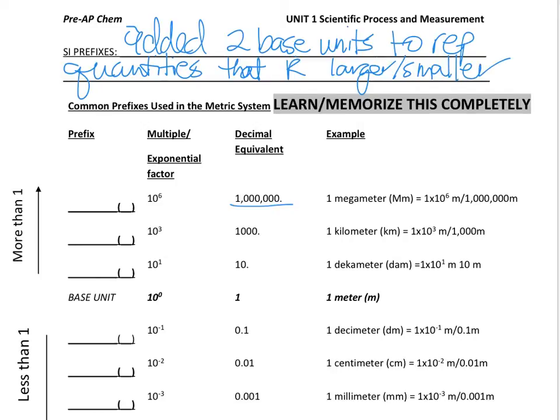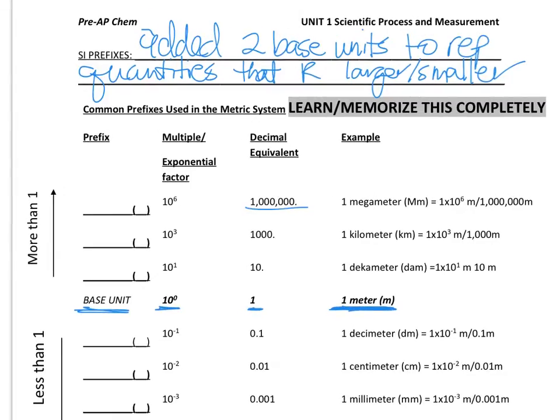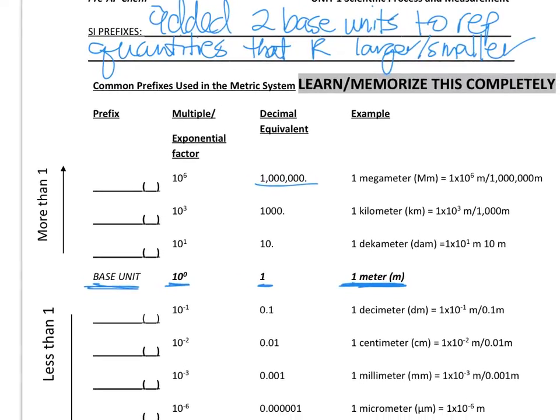And so we start with our base unit. That's what you are being asked to memorize to start with and what that means. So we've got 1 meter. Now if we want to communicate more than 1, we're going to go this direction. Less than 1's going to go this direction. So that's how this works.